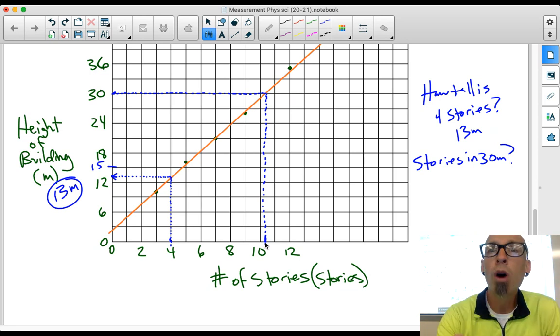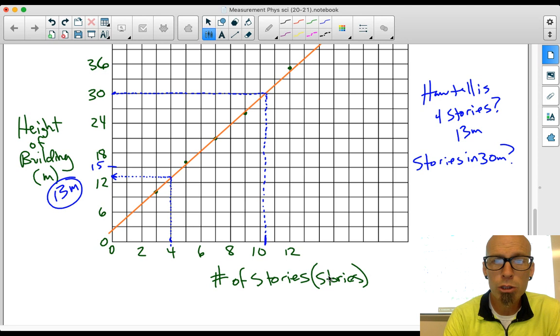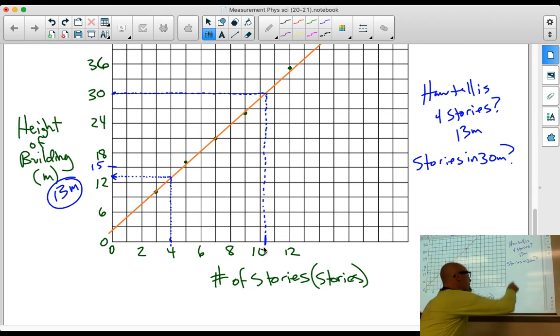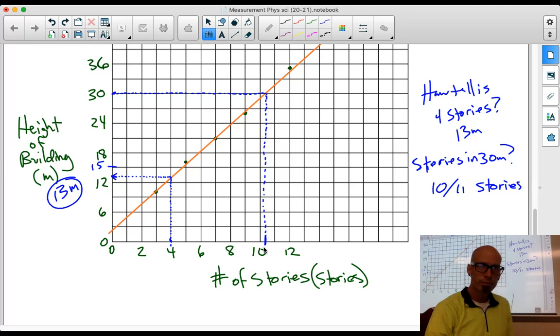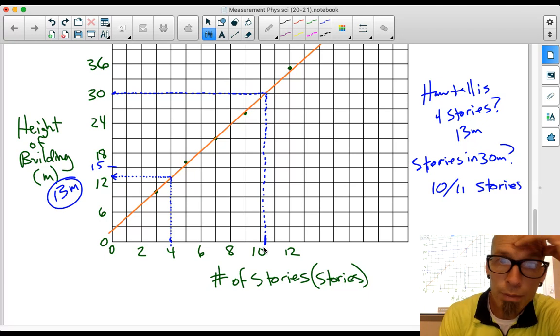When I give you one variable, like I gave you stories at first, you had to find the height. The second one, I gave you the height, and then you had to find the number of stories. So this one, again, it just erased it. 10 or 11 stories, something like that, if it's 30 meters tall. And again, I lost part of that. Anyway, okay. I hope that's making sense.